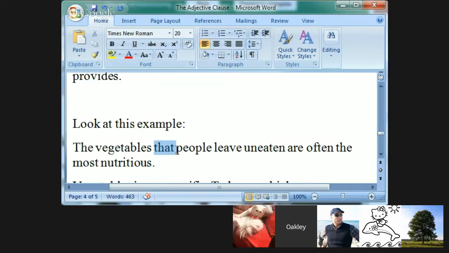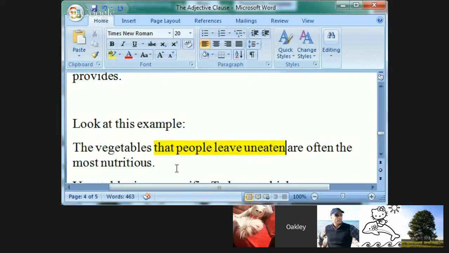A clause is more than one word. That is a word. So when I ask for a clause or a phrase, in English, a phrase is a simple group of words, and a clause is basically a big chunk of a sentence. So what is the clause? That people leave uneaten. Great. Very good.